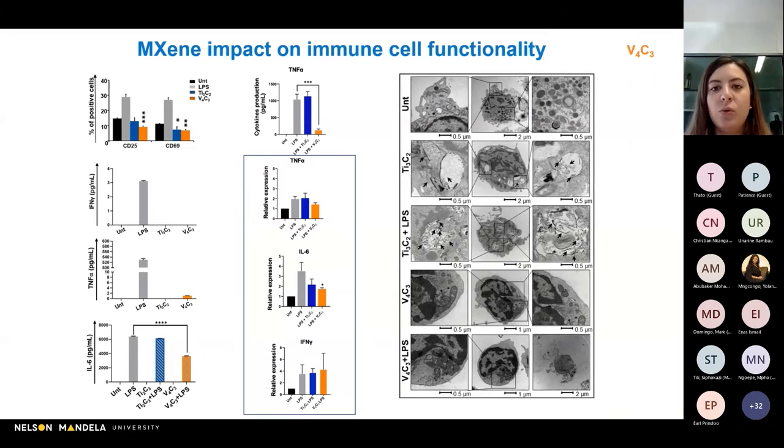After this, we decided to detect the presence of vanadium inside our cells. We have taken titanium carbide as a control, as a standard reference. And what we have noticed was that titanium carbide was internalized by our samples instead of vanadium carbide. So we can speculate on the different chemical composition of the two materials that may have affected the internalization of the two materials.